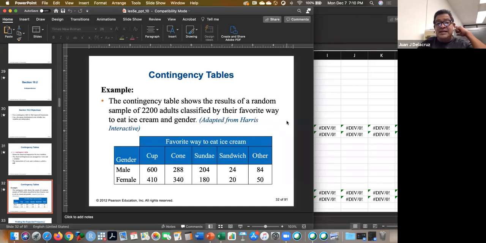So this is the case. That's a very simplistic case. The contingency table shows the results of a random sample of 2,200 adults classified by their favorite way to eat ice cream and gender. So you go to the street and you ask 2,200 people whether they are male or female, and then whether they have ice cream in a cup, in a cone, in a sundae, on a sandwich, or in other forms, right? So I like the banana split. Probably that will fit my category. So this is the results of my survey.